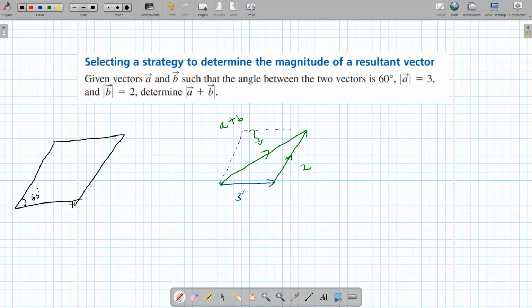What do the bottom two angles of a parallelogram add up to? They are called supplementary angles. It's kind of like a straight line as well. If this is 60, what do you think this is? Think about a straight line. If this is 60, what is this angle? Same idea.